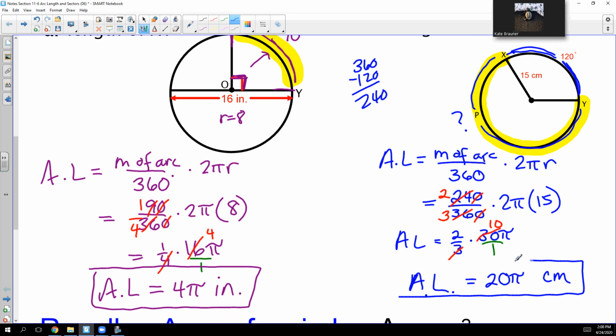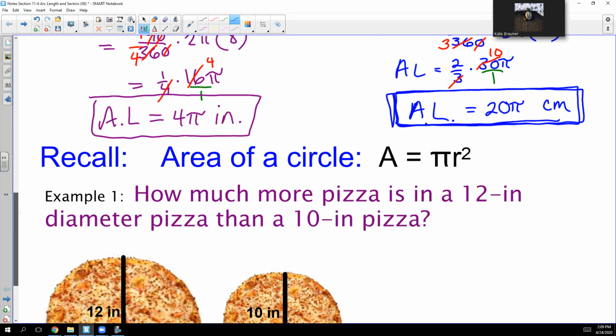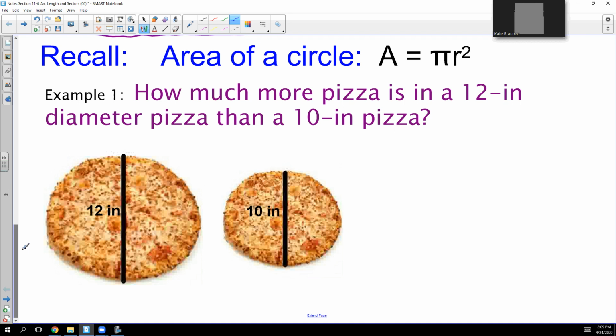Remember that arc length is a fraction of the circumference, and circumference is relatable to perimeter. So arc length, circumference, and perimeter are all measured in linear units. All right, for the next problem, we're just going to remind ourselves a little bit about the area of a circle. I know you've done it pretty recently, but sometimes we forget, because we're going to start talking about the area of a sector of a circle, and we want to make sure we recall that.